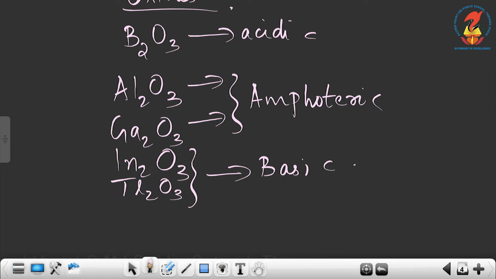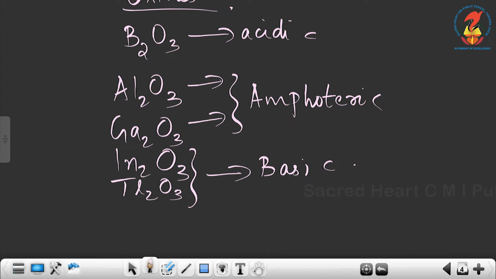Okay, now we have a question. B2O3 is acidic, whereas oxides of thallium and indium are basic in nature. Why? We know that boron is a non-metal and non-metals form acidic oxides. So B2O3 is acidic in nature, whereas thallium and indium are metals and metals form basic oxides.